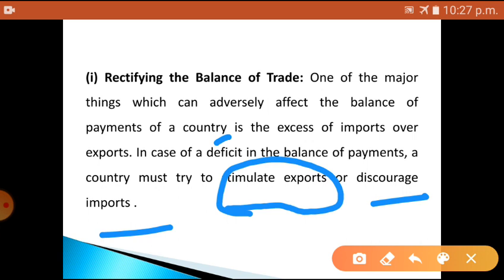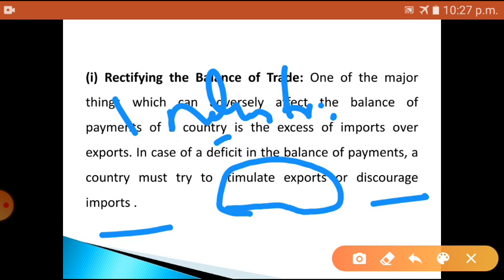Usually exports can be encouraged by bringing down the level of cost in the country, by guaranteeing prices, or by giving concessions to industries and exporters, while the government should restrict imports.